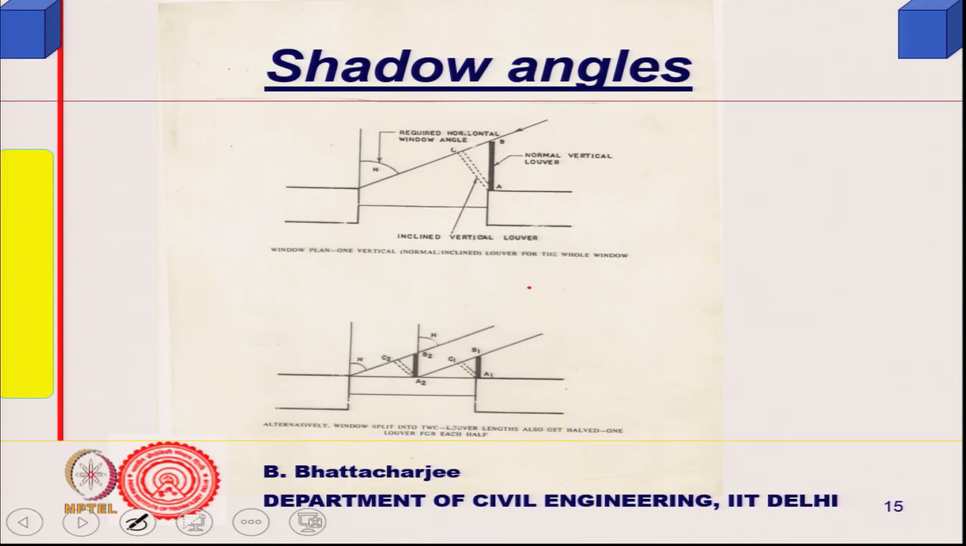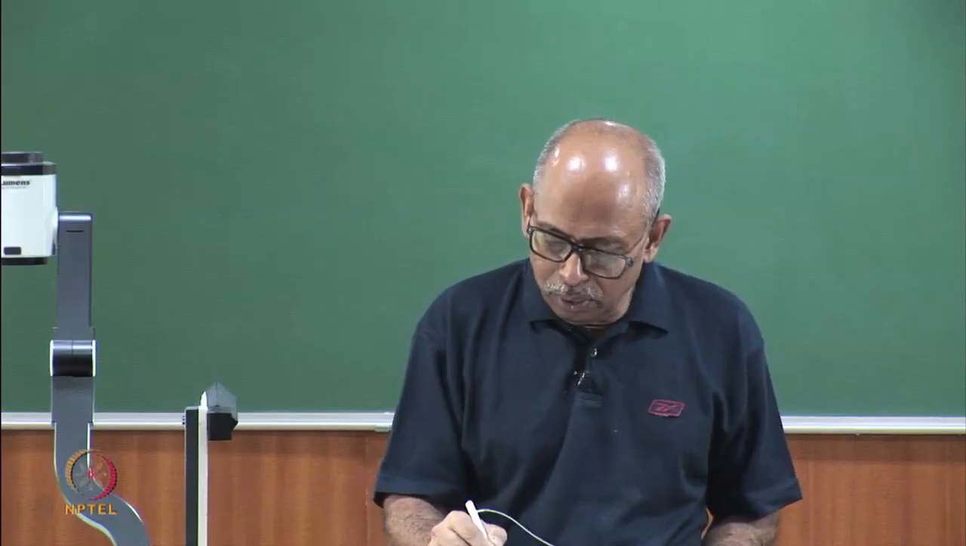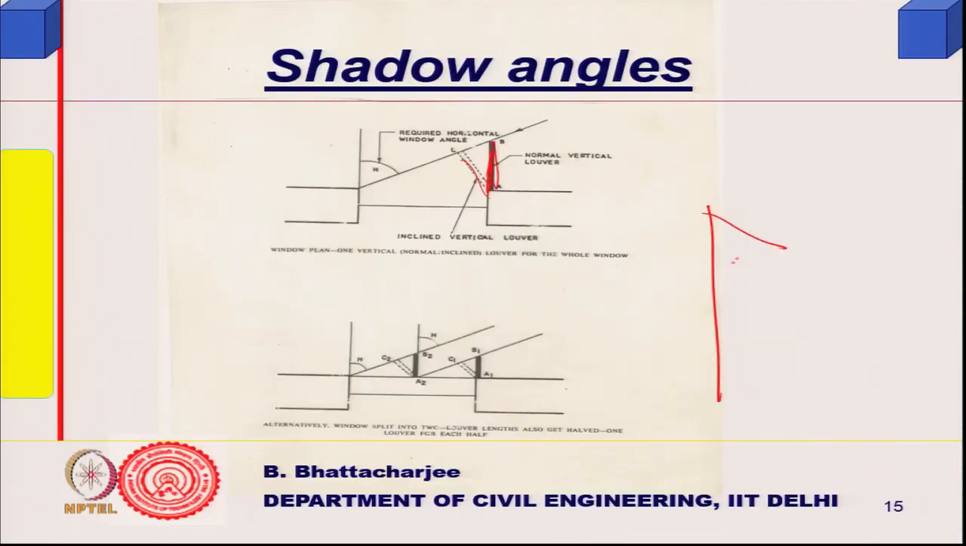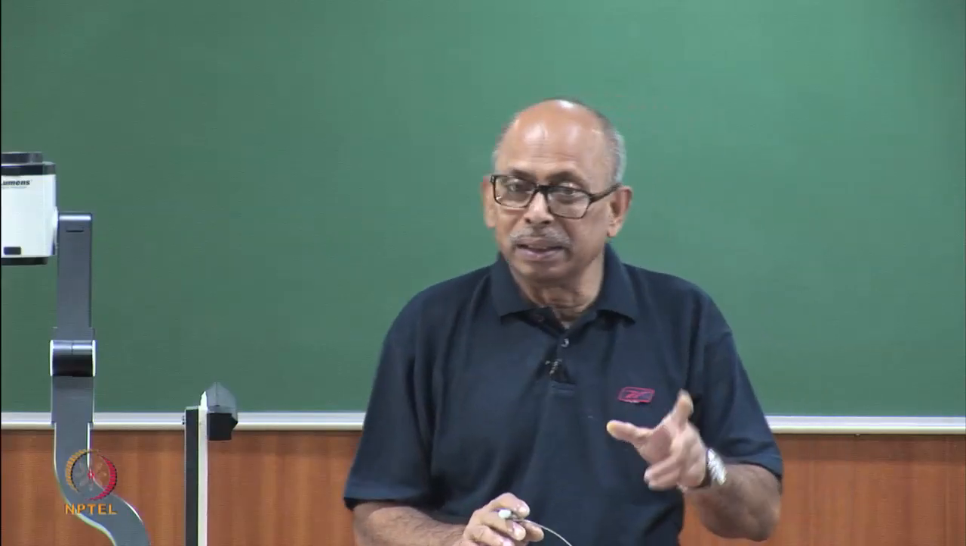If you have an inclined shading device something like this, it is as good as this, a much smaller length, something like a louver. Vertical louvers in a window, right, instead of something like this. In some places you can close them also, but they will also help you in ventilation.